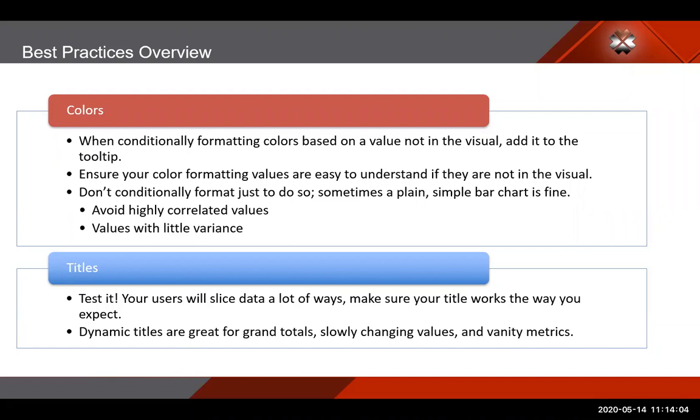And dynamic titles are great for grand totals, slowly changing values, and vanity metrics. This kind of goes back to that reclaiming space point I made: if someone says, we really need to know this very slowly changing value on a report somewhere, a title is a great place to throw it so it doesn't take up that space on your report. So it's there, but you don't have an entire visual dedicated to it.